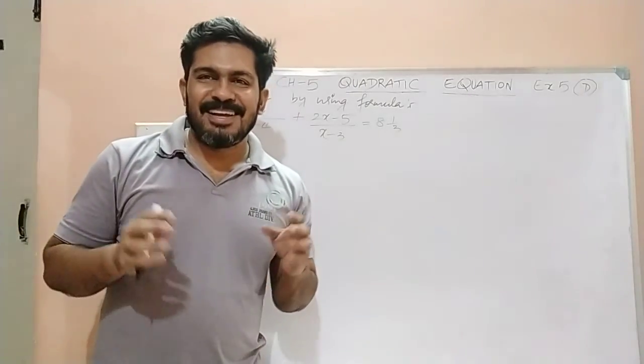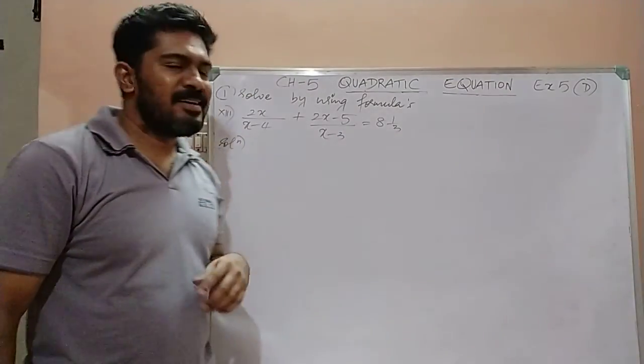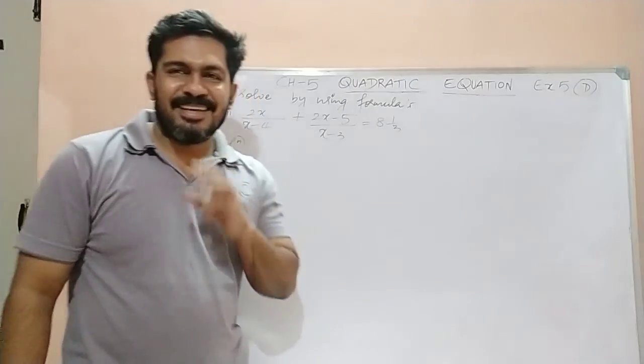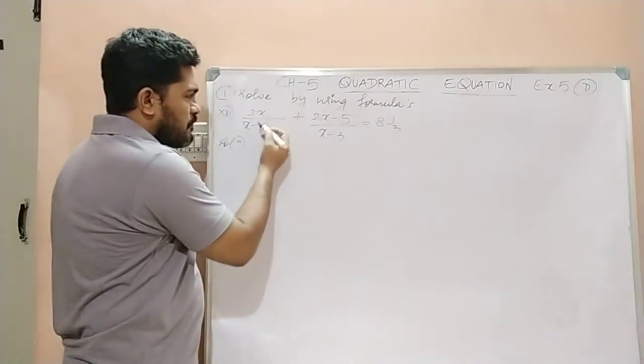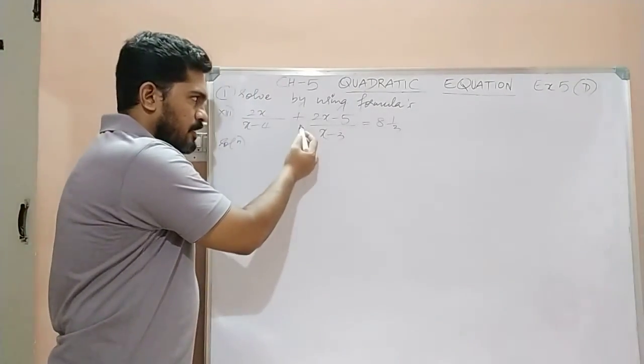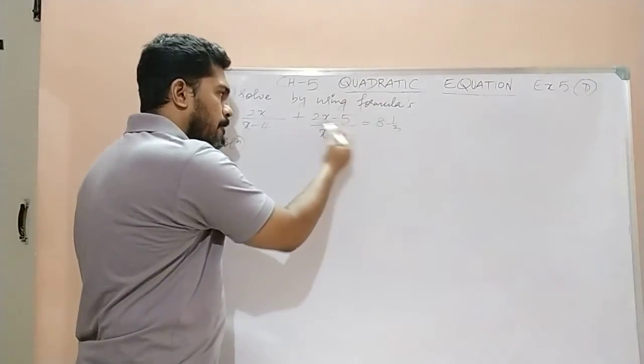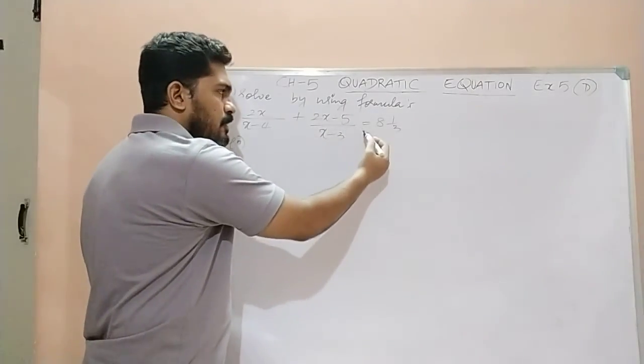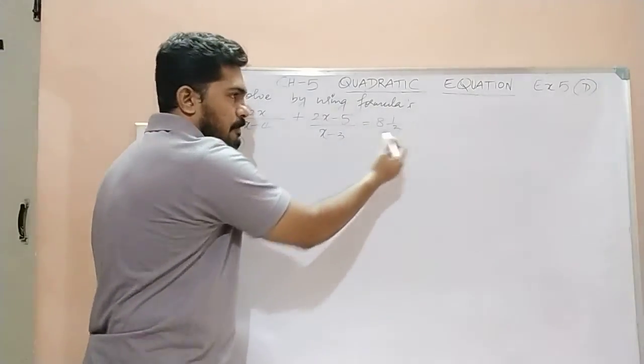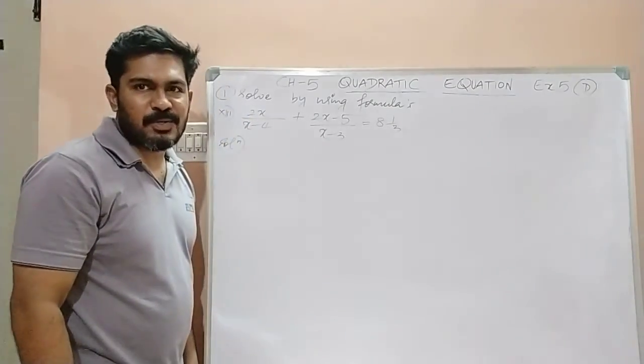Hello friends, let us solve question number 1 part 13. The equation is 2x by x minus 4 plus 2x minus 5 by x minus 3 is equal to 8 1 by 3. This is the question.